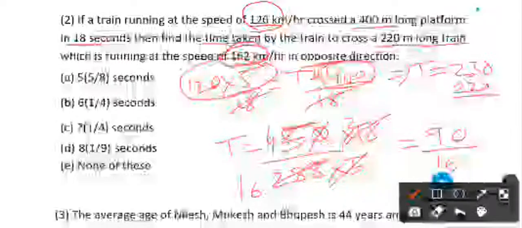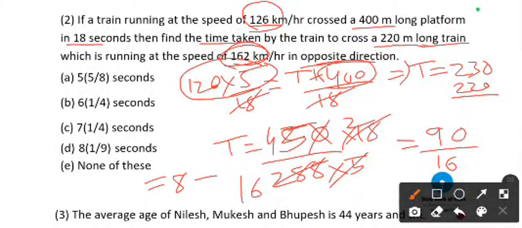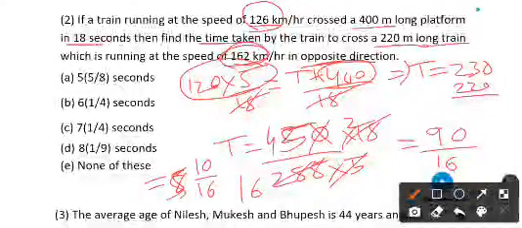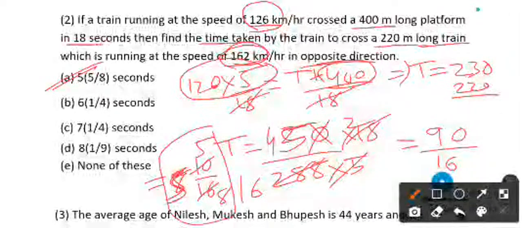5 times 16 is 80, we are left with 10 divided by 16, which means 5 by 8. So the answer we got is 5 by 8. Option A is our answer.